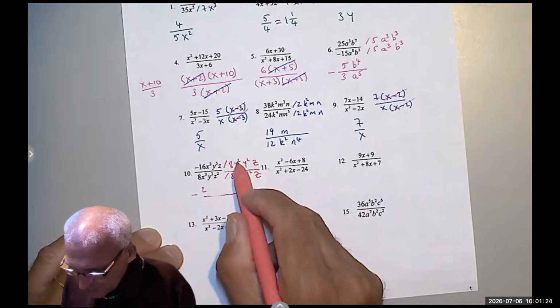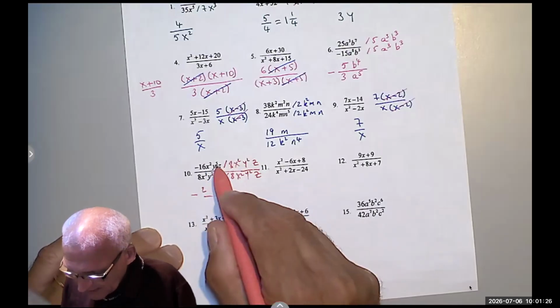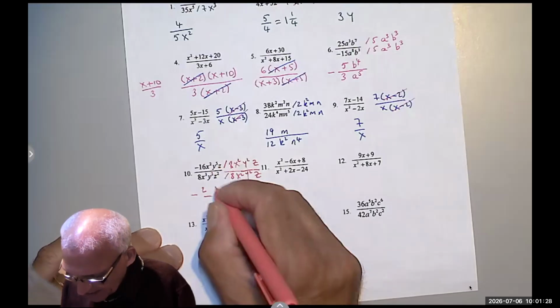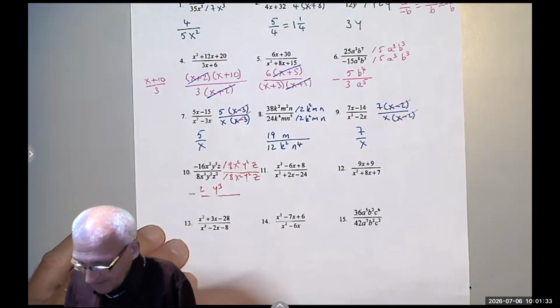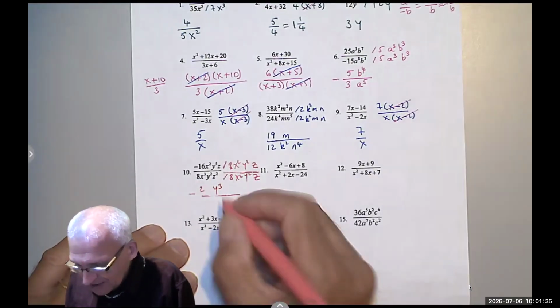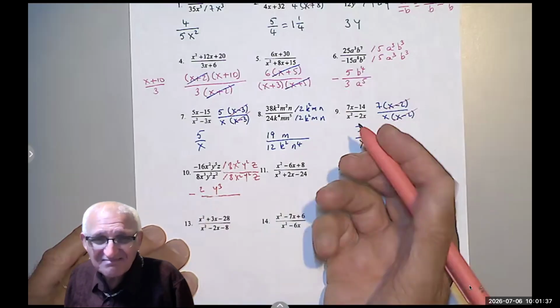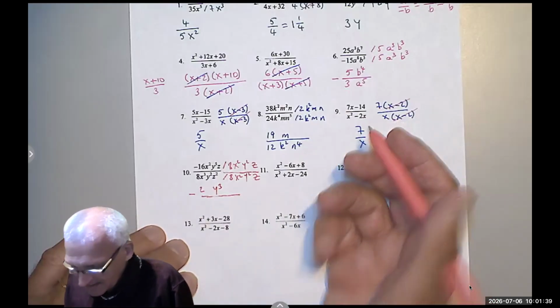X squared by x squared, they cancel each other. Y to the 5th, y squared is y cubed. Z and z, they cancel each other. 8 over 8 is 1. We don't write 1. It's not wrong, but it doesn't make sense.